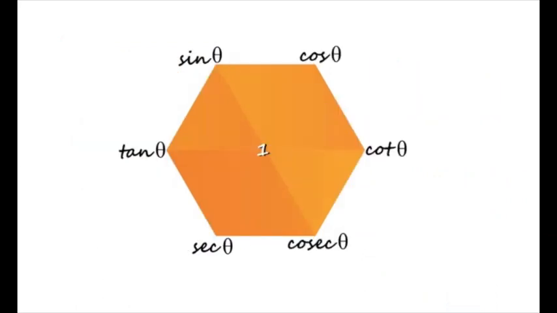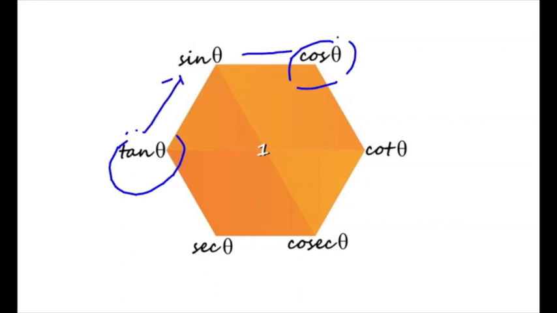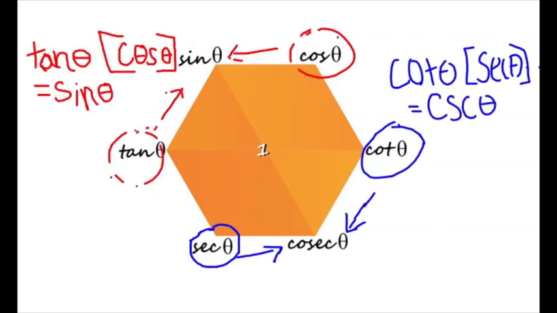An additional trick for our hexagon is taking three functions next to each other. Let's say tangent, sine, and cosine. Now, if we multiply the first and last function, in our case tangent and cosine, we get the middle function, or in this case, sine. This can be done with any three continuous functions that are next to each other in our hexagon.